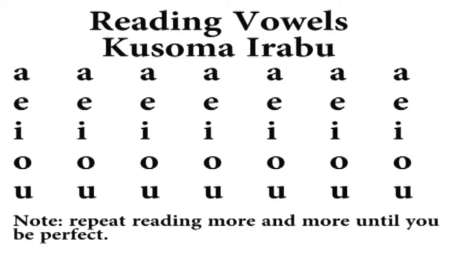Reading vowels. Kusoma irabu. Now, you have to read quickly. Follow after me. A, a, a, a, a, a, a. E, e, e, e, e, e, e. I, I, I, I, I, I, I. O, O, O, O, O, O, O. U, U, U, U, U, U, U. Repeat reading more and more until you be perfect.